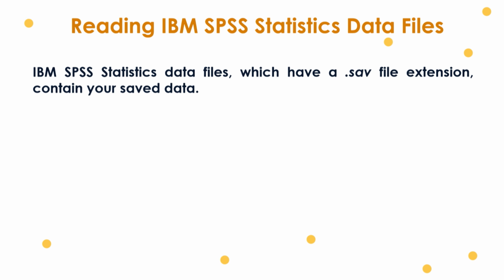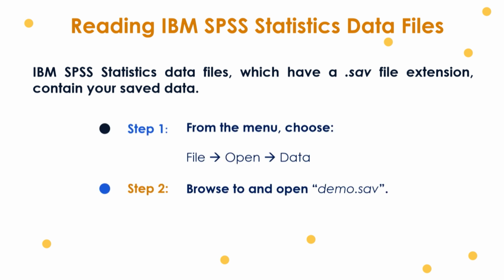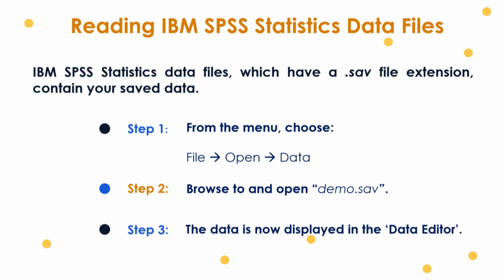An IBM SPSS Statistics data file, which has the extension .sav, contains your saved data. Step 1: from the menu, go to File, Open, Data. In step 2, browse to and open the file which we are using as a demo, demo.sav. And in step 3, the data is now displayed in the data editor.